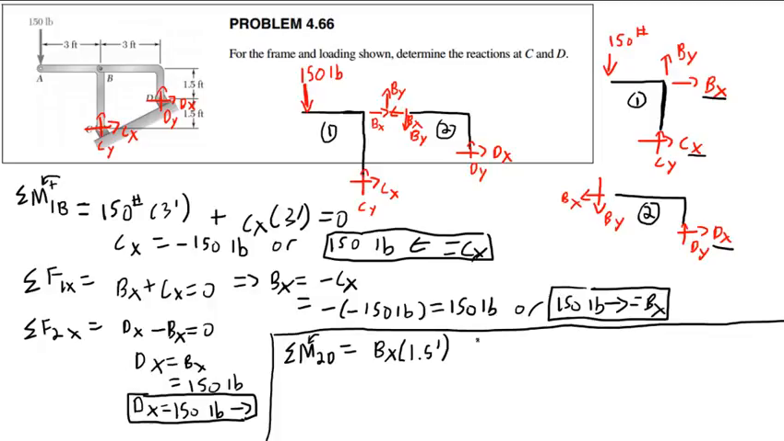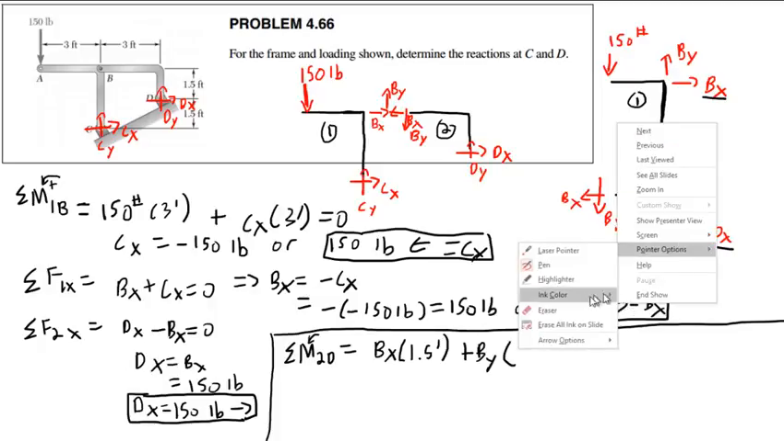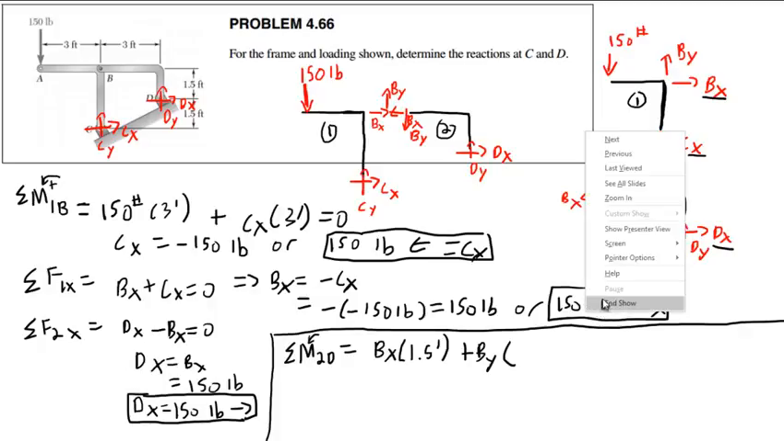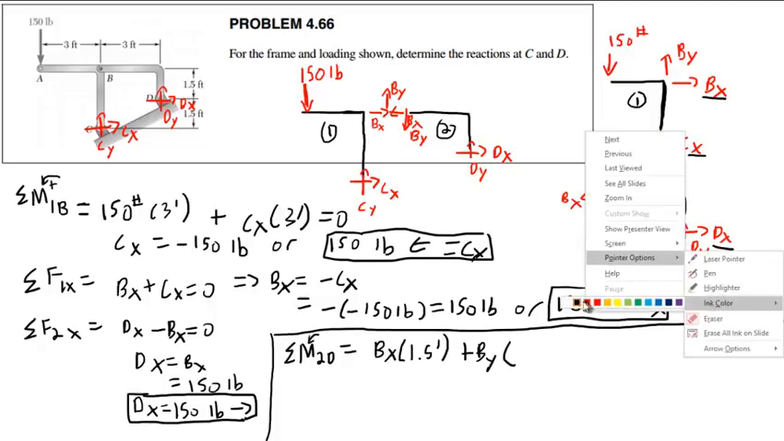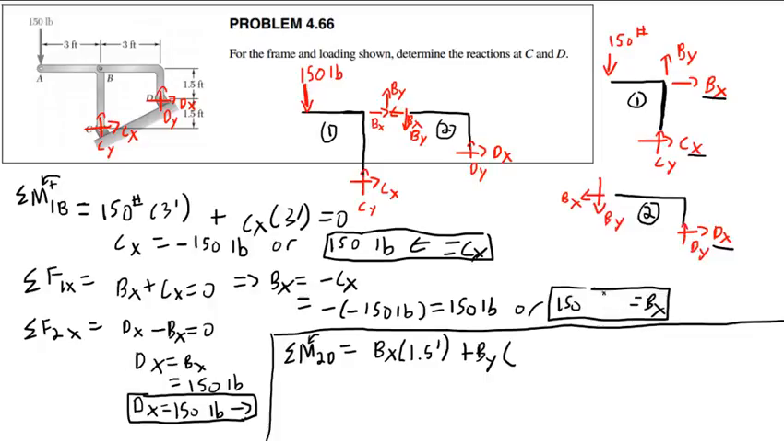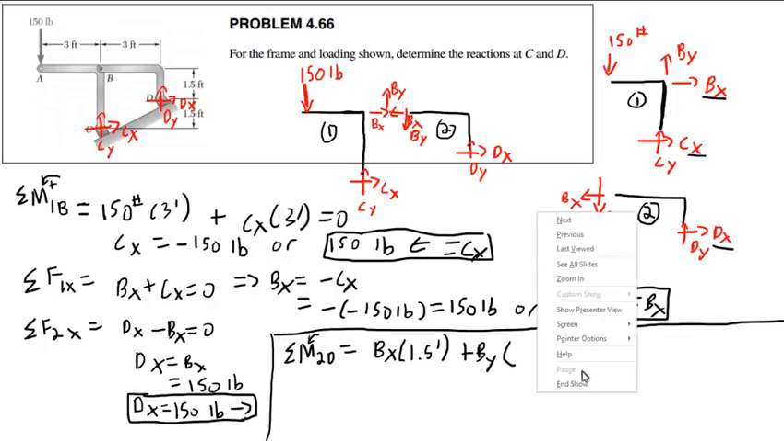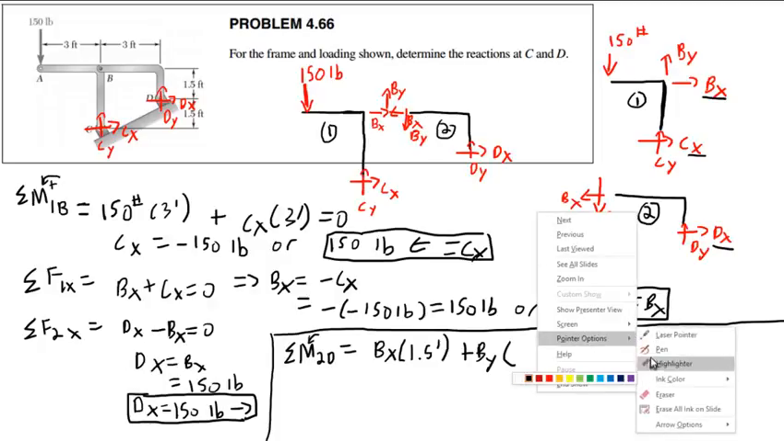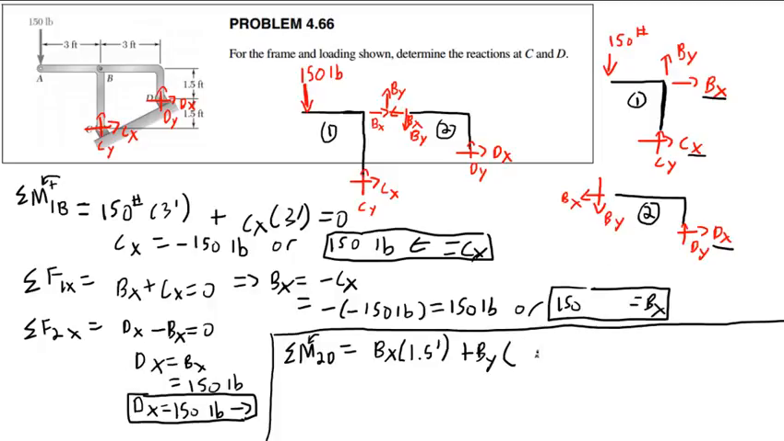BX is that, and then plus BY. You know what? I'm actually going to erase this to the right. I think that's a little confusing. The reason I did that is because there's actually two BXs, and I don't think I can just declare it to the right. There's two instances of BX shown, this one and this one. So I don't want to just say they're both to the right. Okay, anyway, BY is going to generate a positive moment as well as drawn. 3 feet equals zero.